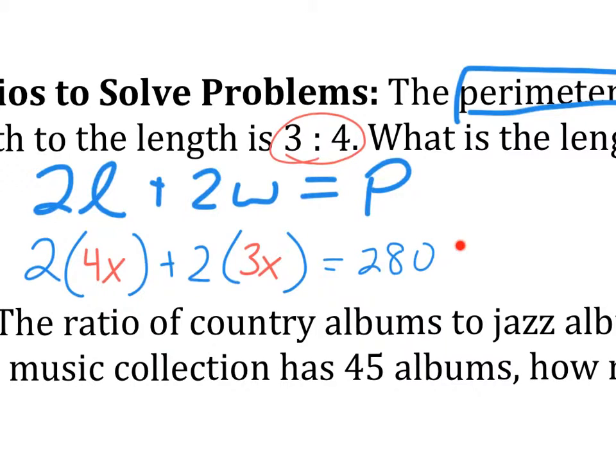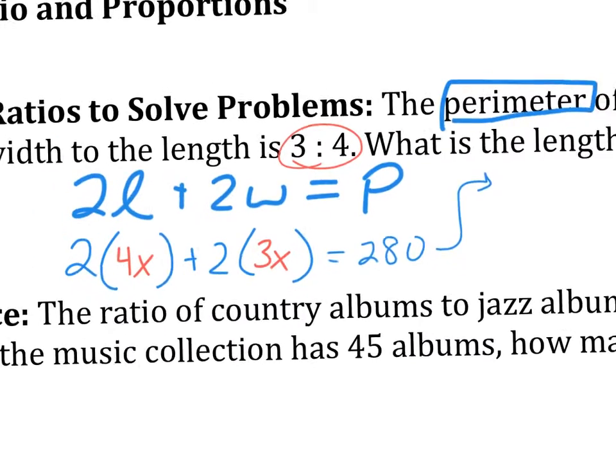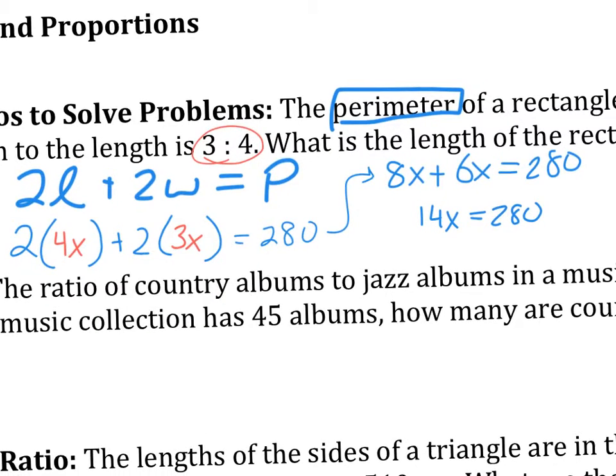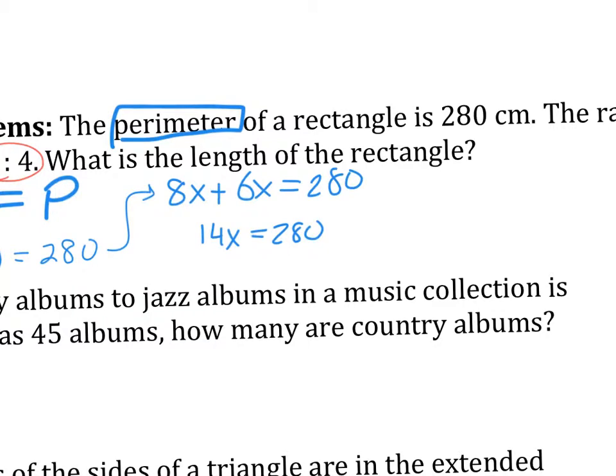If you need to see the next step, I'll write it, but you could just do that part in your head. So we get 8x plus 6x. All right, and then to finish this up, I get 14x equals 280. Notice this is not going to give me the answer. This is just going to give me the value of x. So I have to plug it back in. So x is going to be 20.